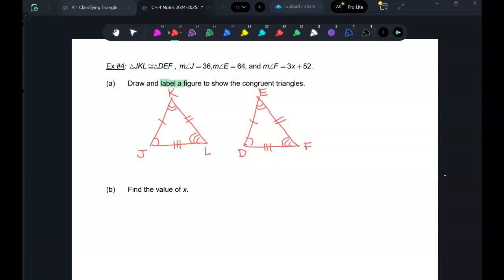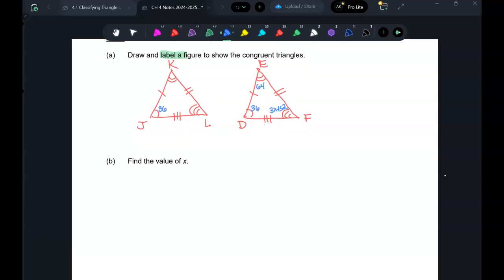So if J is 36 and E is 64 and angle X is 3x plus 52, can we do 36 plus 64 plus 3x plus 52 equals 180? We can do that. Just all of them equal 180. 36 plus 64 plus 3x plus 52, because they're congruent.